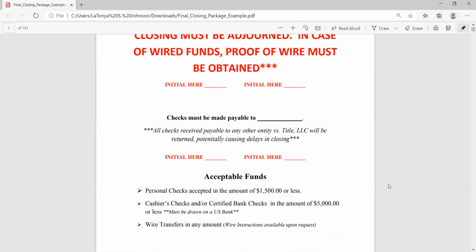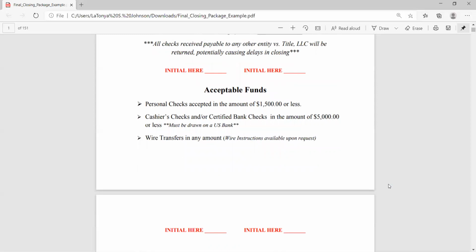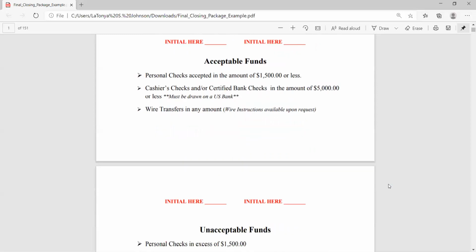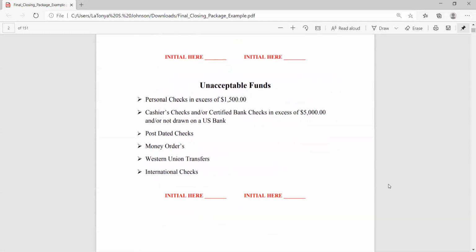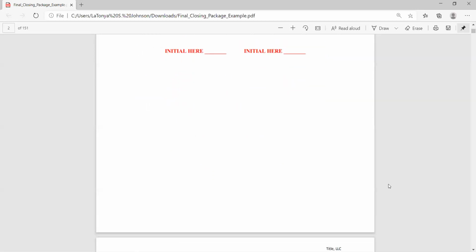Okay? The acceptable funds that they accept, you have to read this because all of this can change every single time. So never get so comfortable with a lender or with the closing that you fail to read this, because it changes. They tell you that they will only accept personal checks that are less than $1,500, cashier's checks in the amount of $5,000 or less, and anything over that must be a wire transfer. Then they go over the unacceptable funds. And again, the initials are for you and the client to show that both of you understand this and have read it.